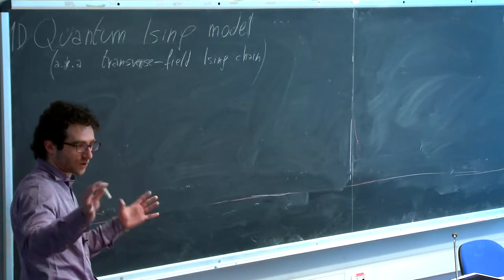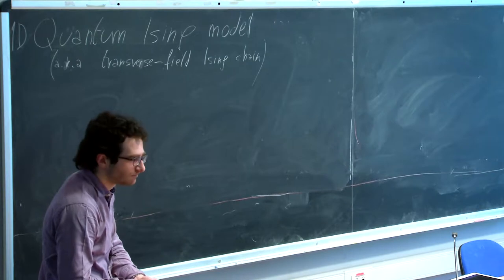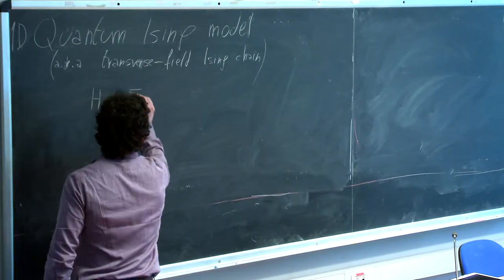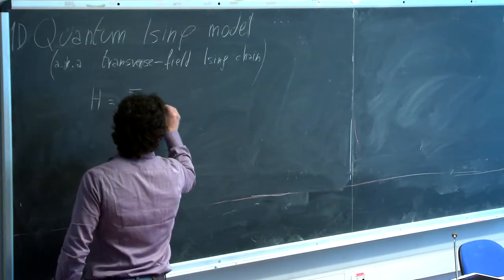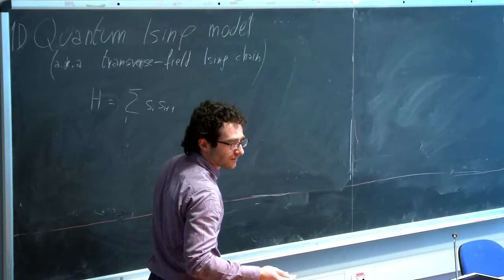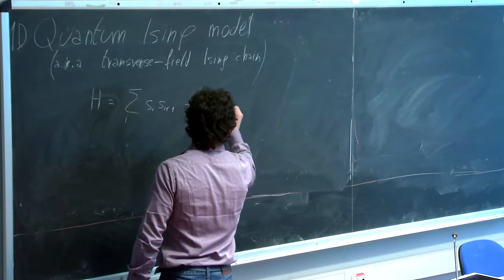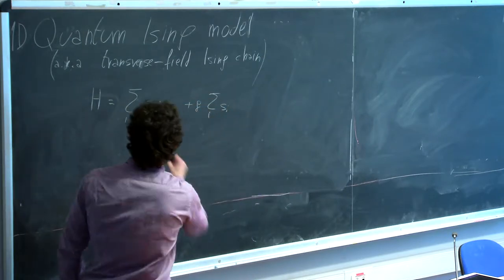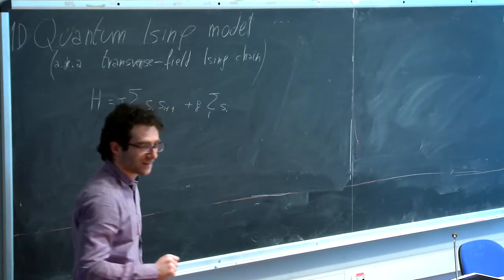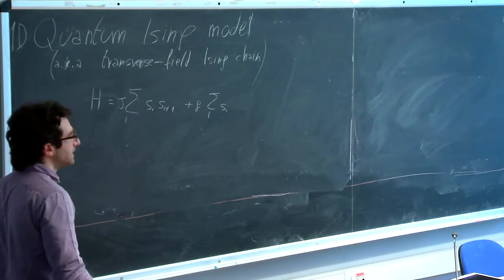Okay, I think that most of you know the classical Ising model. For example, it is something like a sum over i of s_i s_{i+1}. Then you put a coupling J. This is the classical Ising model. So you have this term, then you can have a magnetic field g. And we know how to solve this problem.